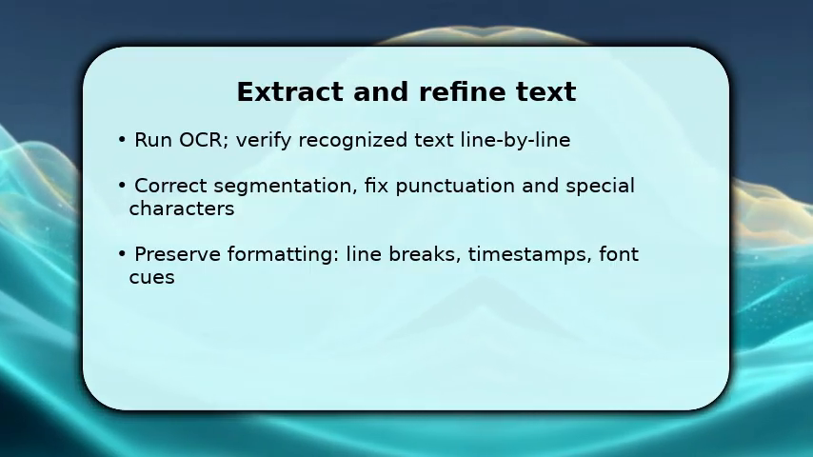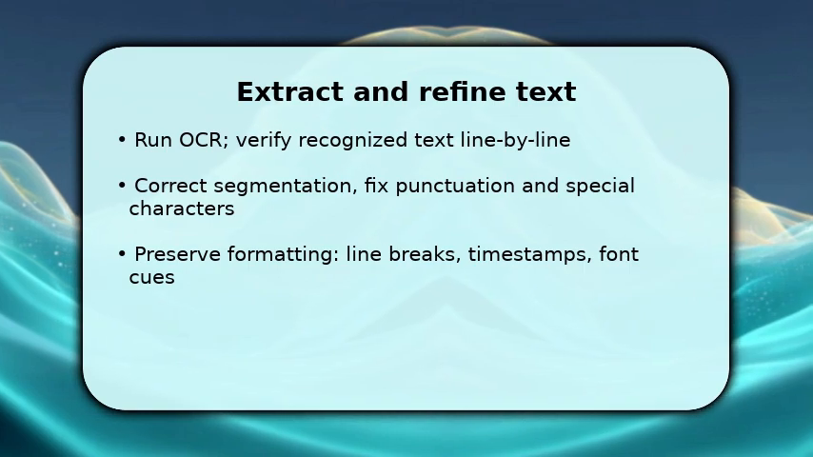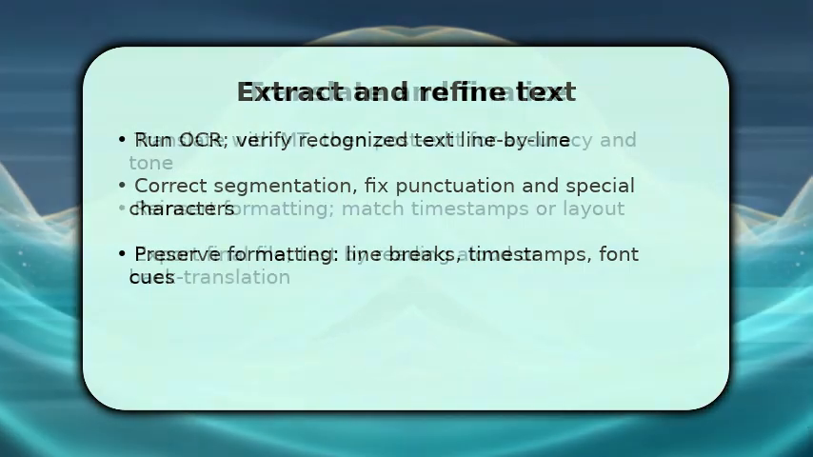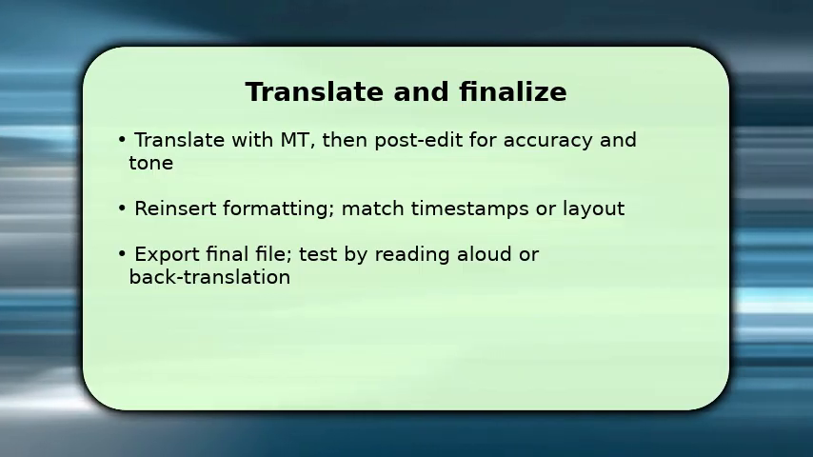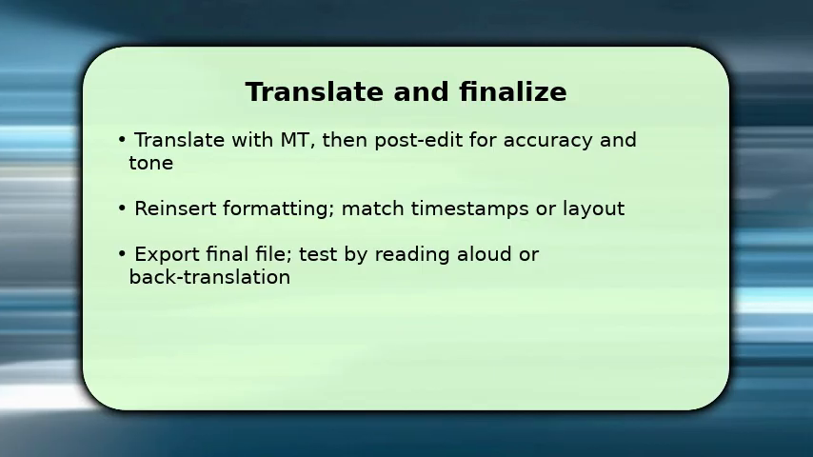So you translate the clean text using machine translation, then post-edit to fix meaning, register, and idioms. This is where human judgment matters. Reinsert original layout, timestamps, and any inline notes so the translated version mirrors the source. Export in your chosen format and test by reading aloud or doing a quick back translation to spot mistakes.